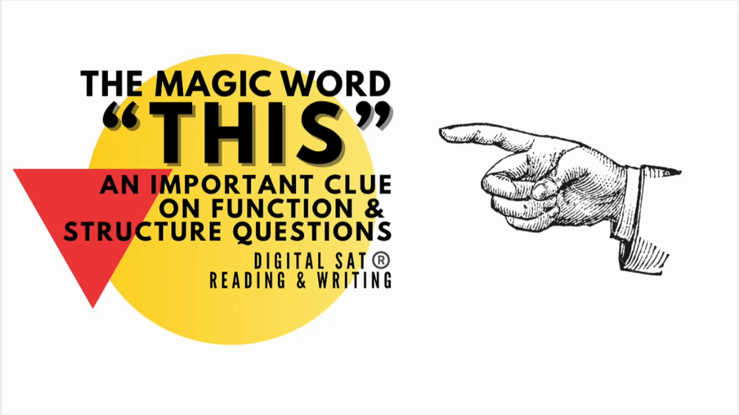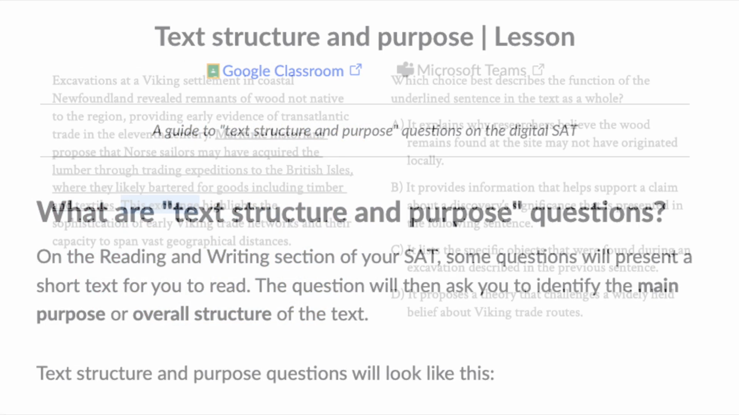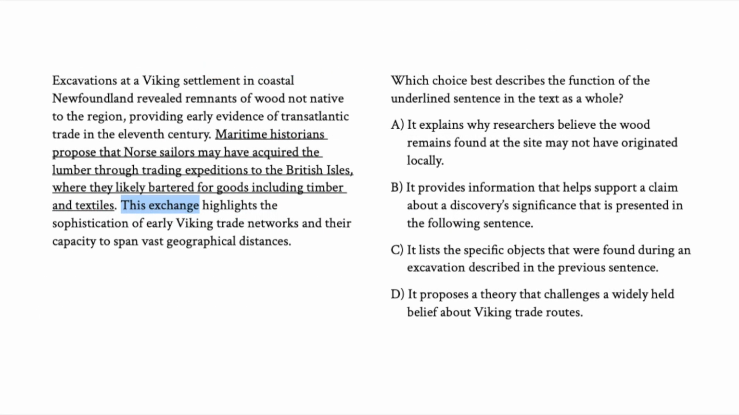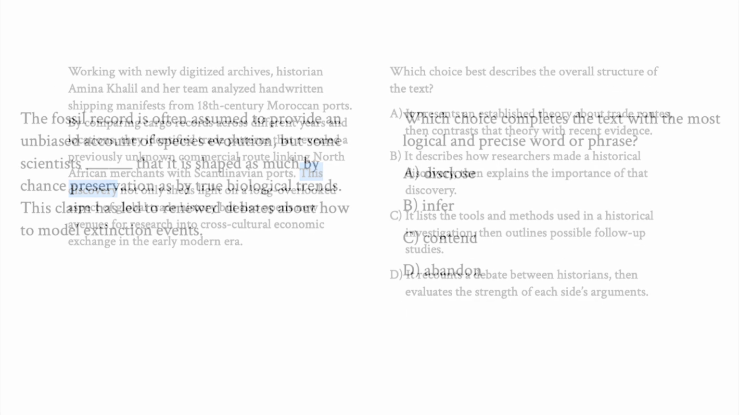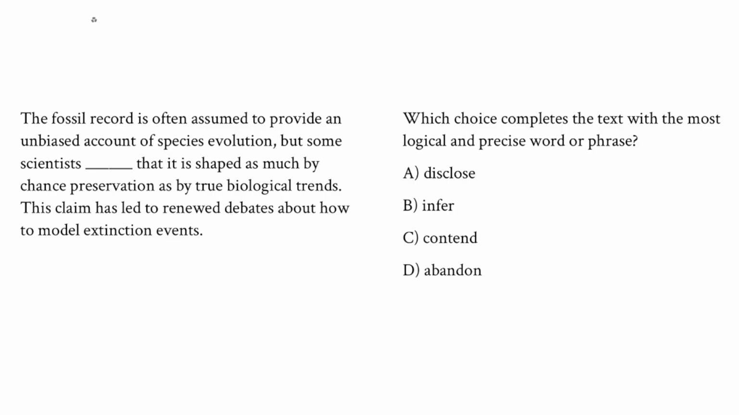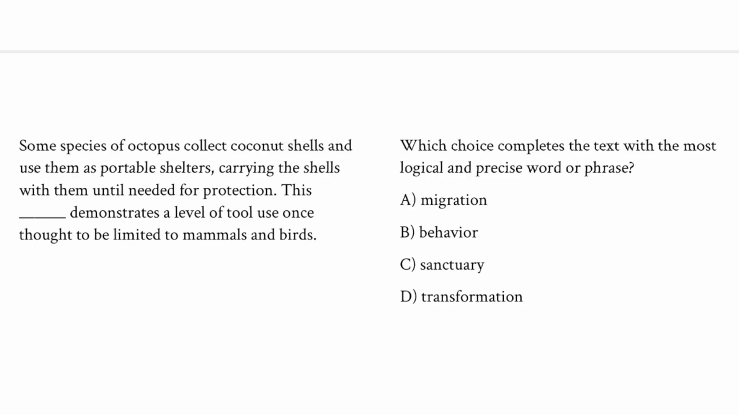So in a previous video, I talked about the importance of the word this on text structure and purpose questions, specifically function of the underlined sentence and overall structure questions. Here I'm going to talk about that same word, this, in the context of words in context questions, because it is an equally important and frequent clue on these questions. And so in each of these examples, we're going to see the word this pointing us directly towards what needs to go in the blank.